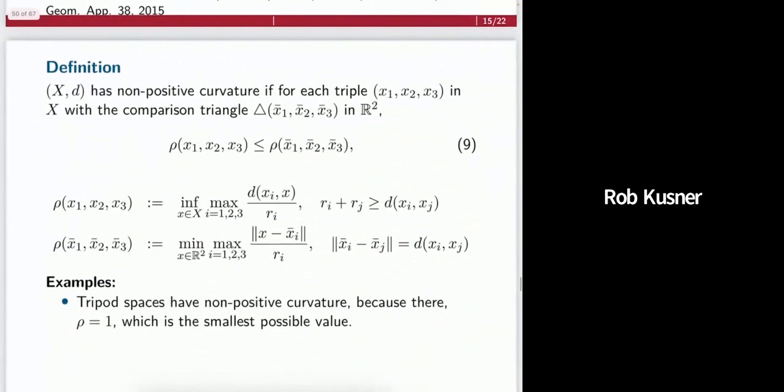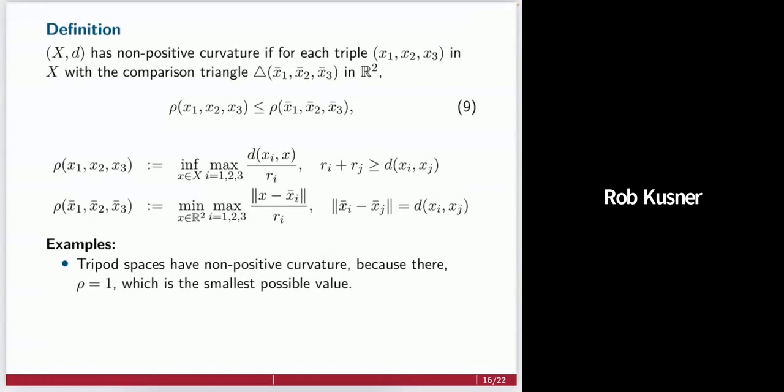So in particular, tripod spaces have non-positive curvature in that sense, because there we have rho equal to 1, which is the smallest possible value.